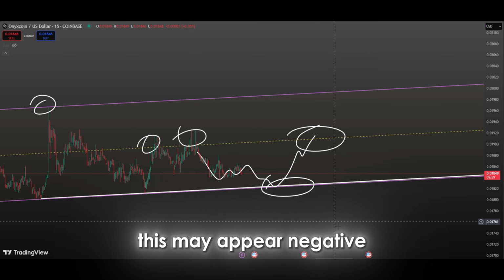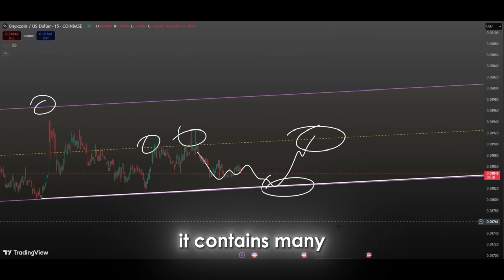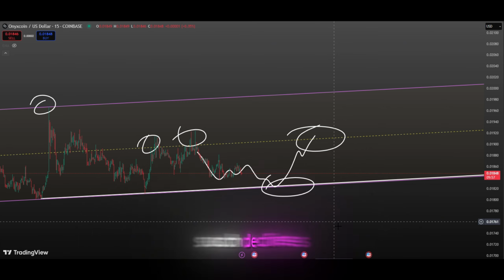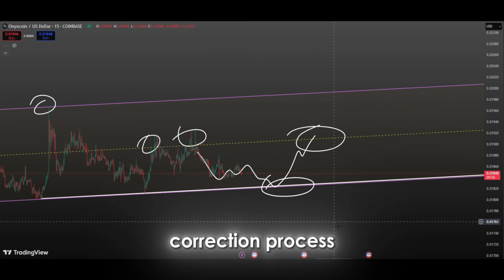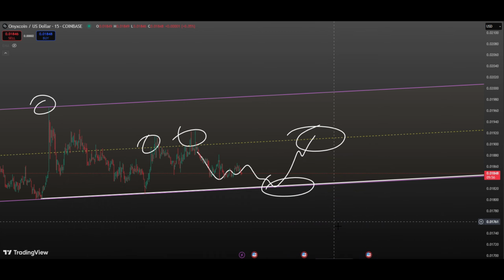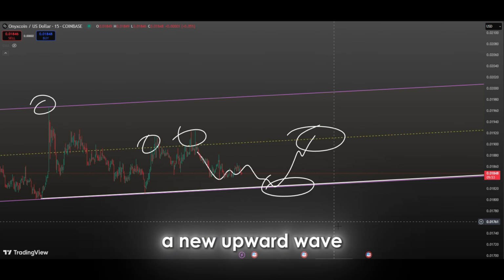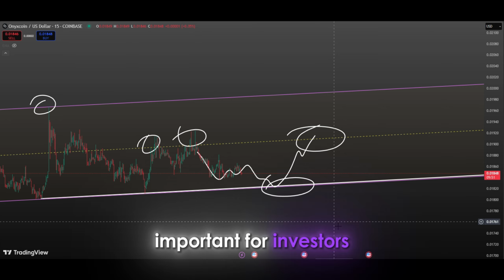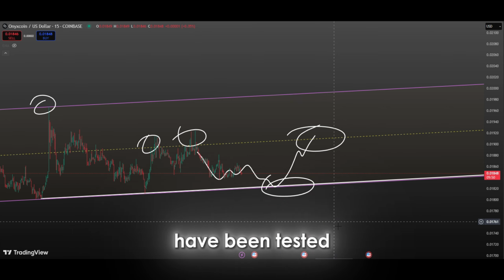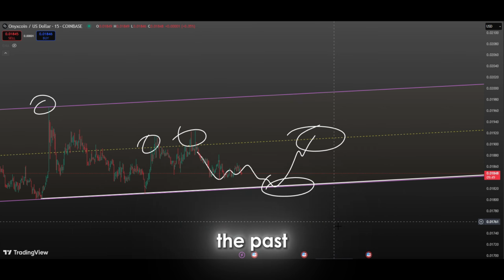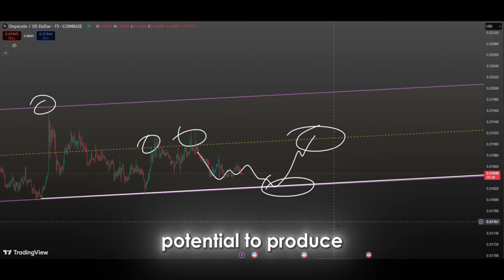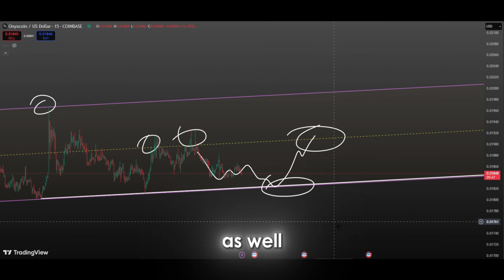At first glance, this may appear negative, but in reality, it contains many positive implications. Such declines are considered part of a healthy correction process within ascending channels. If the price reaches the lower band, this level can act as strong support and potentially trigger a new upward wave. In technical analysis, such support levels are critically important for investors because zones that have been tested multiple times and held in the past often carry the potential to produce strong reactions in the future as well.